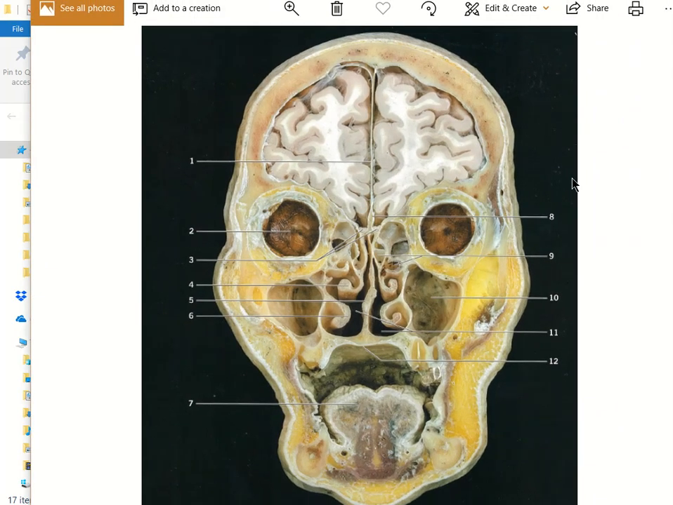So someone asked me in lab where the maxillary sinuses were, and it was hard to see on that one model we were looking at in the beginning. So I just wanted to show you right here that these are going to be your maxillary sinuses. They're just underneath these little eye sockets here. So that would be number 10 right here.